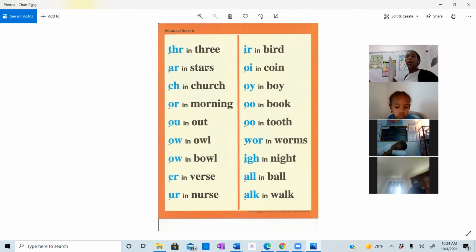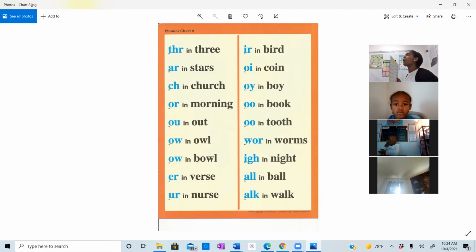Okay, so THR says thir in 3. AR says R in stars. CH says in church. OR says or in morning. OU says ow in out. OW says ow in owl. OW says o in bowl.